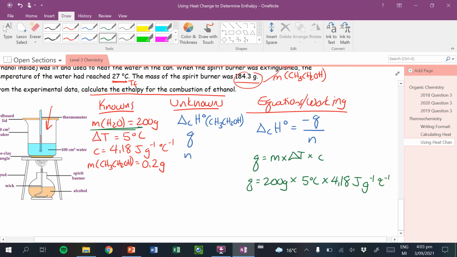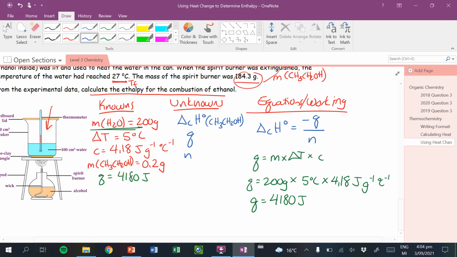Cool. So hopefully that makes sense. So now I get my Q value. Just be really careful with what numbers you grab. I want to grab the temperature change of the water, so that's why I'm grabbing the mass of the water. All right, so that's 4,180 joules. So we'll add that to my list of information that I know.